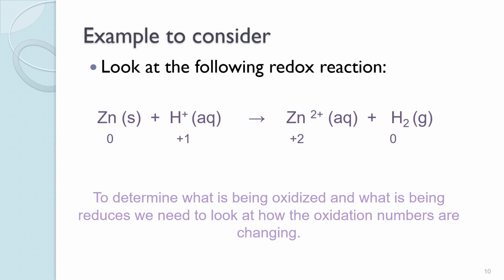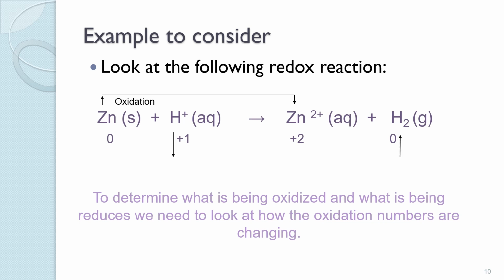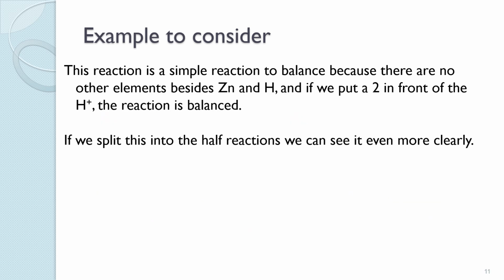So now we can see what's being oxidized and what's being reduced. Zinc is going from 0 to +2, so that is oxidation. It's losing electrons. And hydrogen is going from +1 to 0, so that's reduction. This is a simple case because there are no other elements. So what we want to do is split the reaction into half reactions to see what's going on.